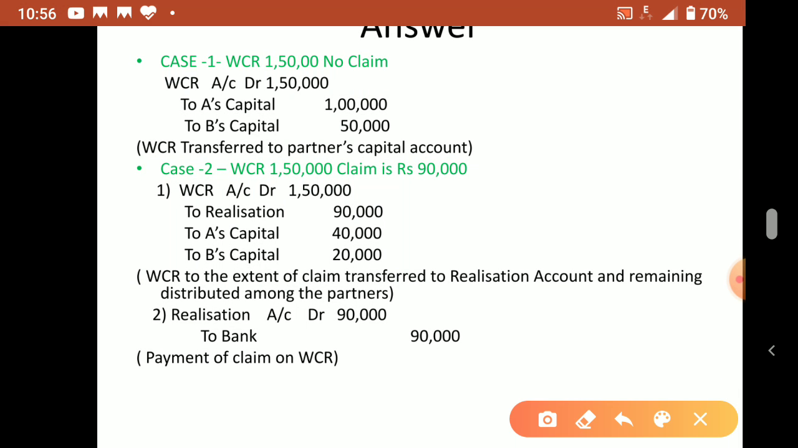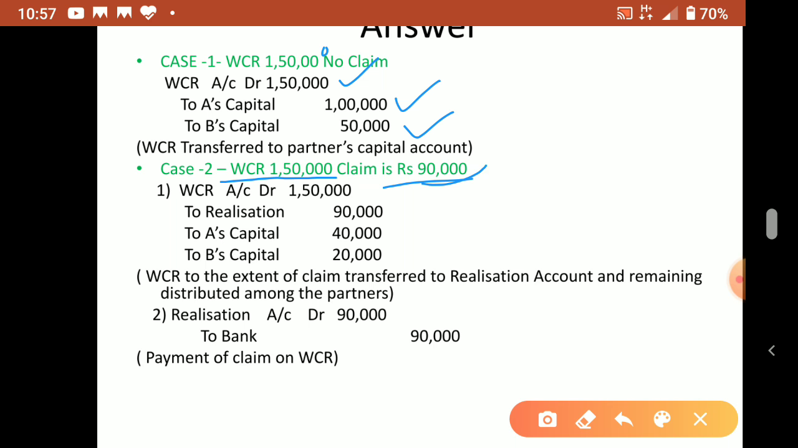See, first case: WCR 1,50,000, no claim. So no claim is there. So what can we do? The full amount we can transfer to partners' capital account, 1,50,000. So when there is no claim, then it will go to capital account. So in 2 is to 1 ratio we divide the 1,50,000.